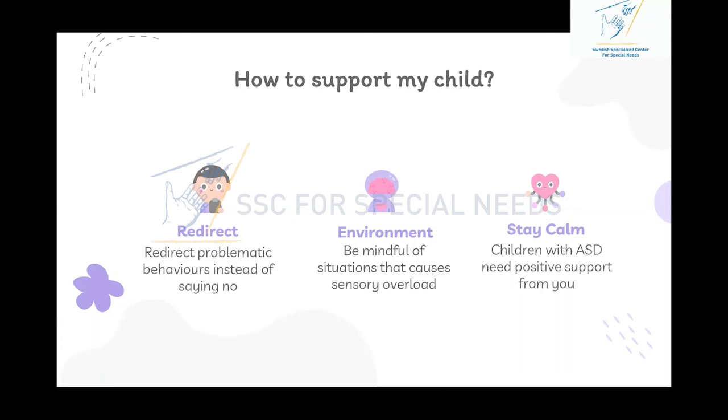The second one is environment. This is really important. Be mindful of situations where a child might feel overwhelmed. This can be like a crowded mall or even a big family gathering. If the child seems overstimulated from sensory input in the environment, bring him to a quieter place. The last one here is stay calm. Stay calm when interacting with a child. I know this can be hard at times, but make every effort to be as calm as possible.